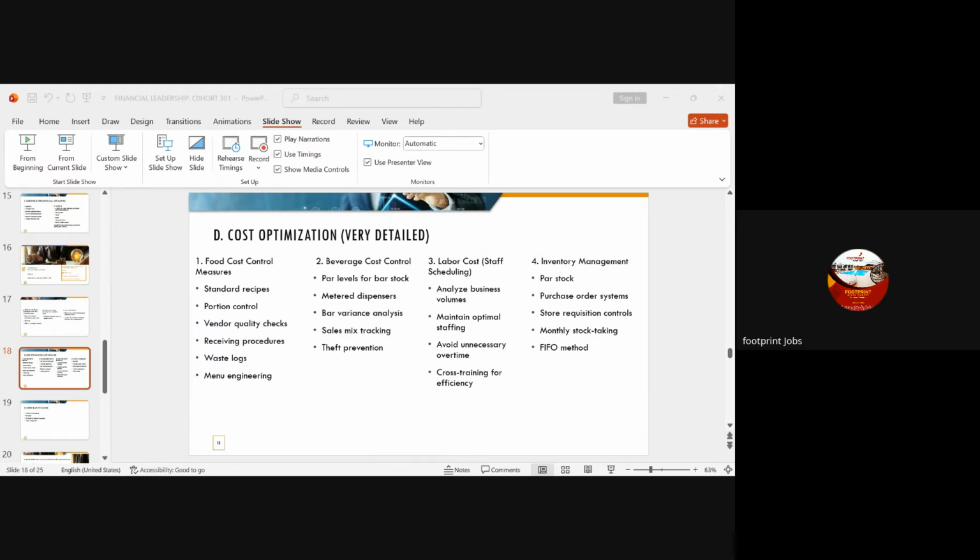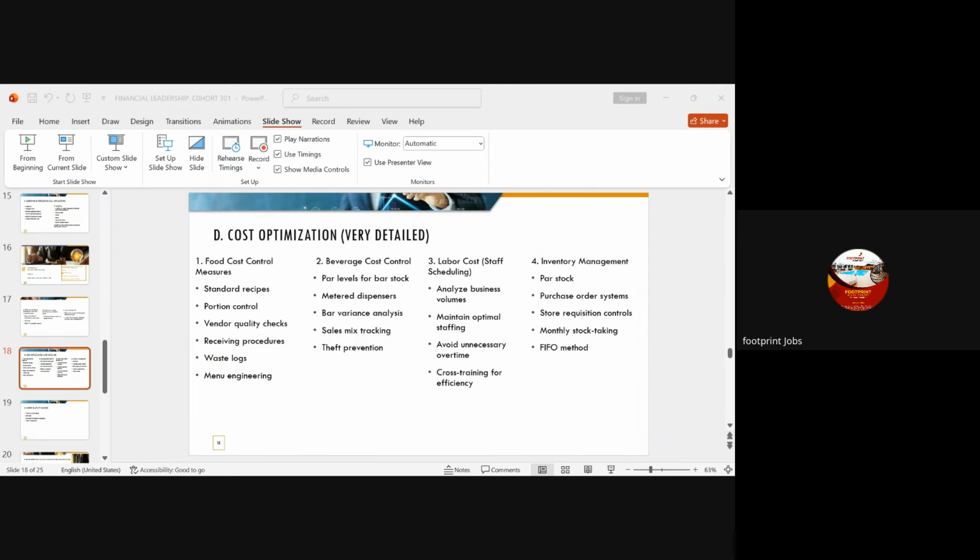Number 2, beverage cost control. I talked about beverage cost. I talked about par levels for the bar. So for the bar, you must have par levels and periodic orders. You must also have meter dispensers, because of the kind of bartenders, waiters and waitresses that we have now. Meter dispensers will help you track how your spirits or whatever are used. In fact, for your bartenders or mixologists, if you want to take a step further, even the drinks they use for mixing cocktails should be in a metered form so that it can be tracked to reduce your cost in buying drinks.